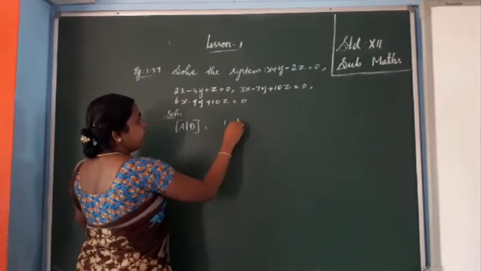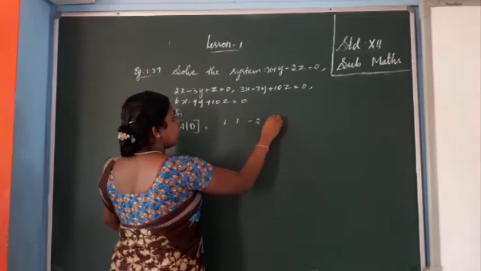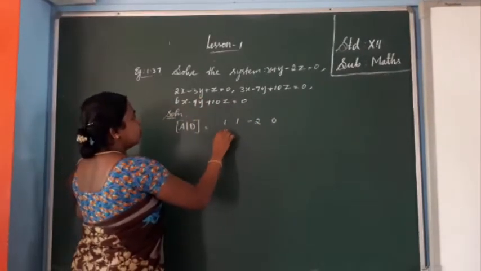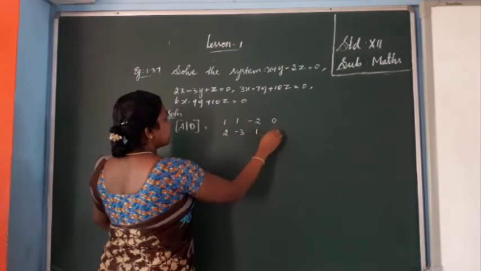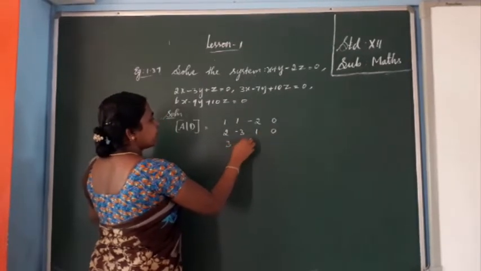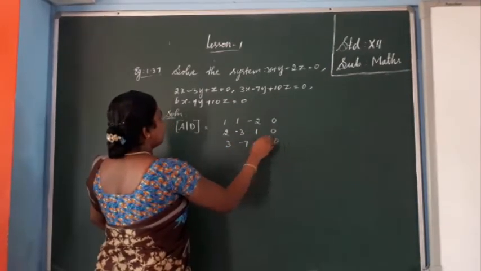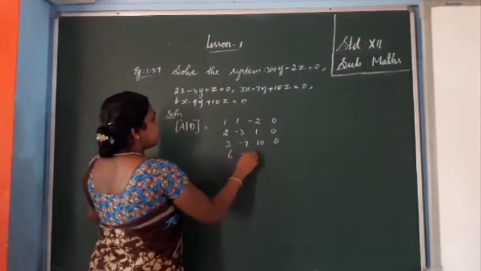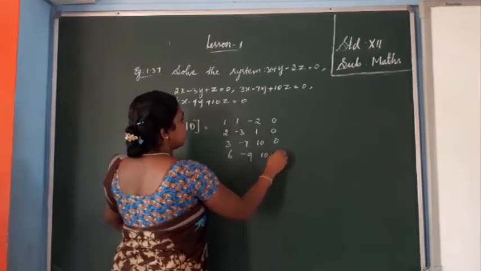It's 1, 1, minus 2, then 0. Then 2, minus 3, 1, 0. Then 3, minus 7, 10, 0. Then 6, minus 9, 10, 0.